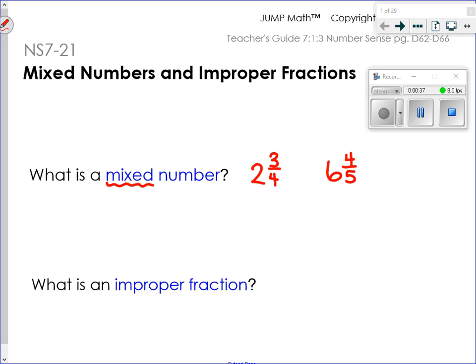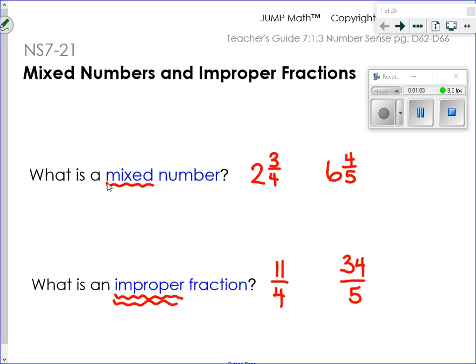Improper fractions, on the other hand, are numbers or fractions where the numerator is greater than the denominator. So a number like 11/4. Numerator is greater than the denominator. That's improper. That's not the way a fraction is supposed to be. Okay, or 34/5 is another example.